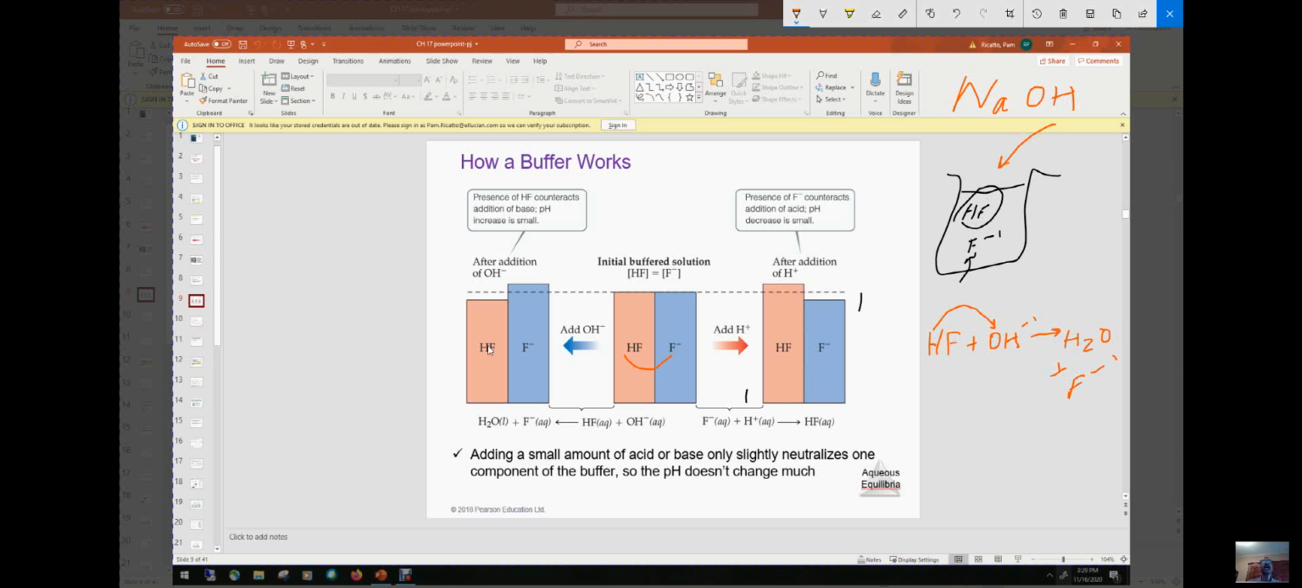So all I did was convert some of the HF. Look, they were both in equal molar amounts, the HF and the F minus. Now I've got more F minus than I do HF, right? Because I just made some extra, but I absorbed all that extra hydroxide ion concentration. If you did this to water, wow, oh my God, that pH would go shooting up. In our case, though, the pH is going to go up just a little.